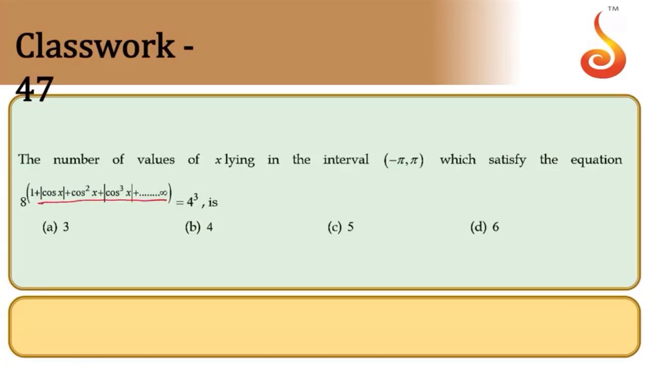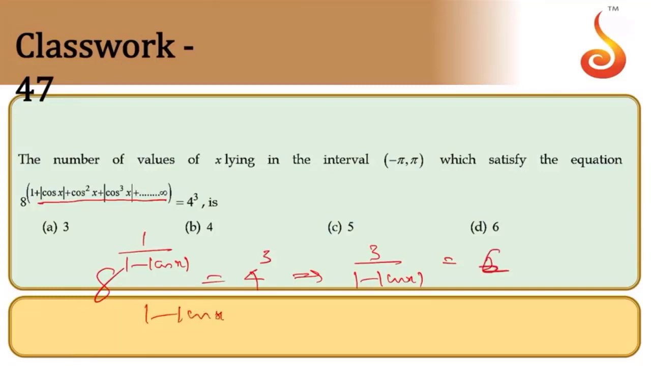8 times, this is actually an infinite series, which is an infinite geometric series in the form of a by 1 minus r. So it is nothing but 8 divided by 1 minus modulus of cos x, and that equals 4 cube. That is nothing but 3 divided by 1 minus modulus of cos x equals 2 power 6, you get it. So 1 minus mod cos x equals 1 by 2. So mod cos x equals 1 by 2.